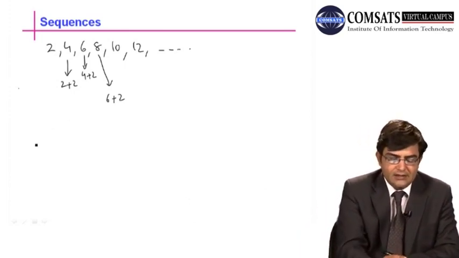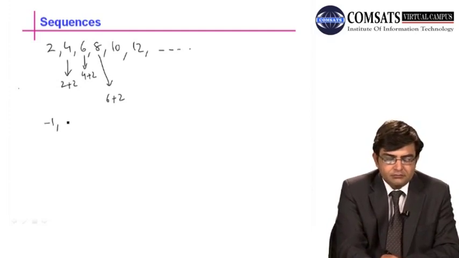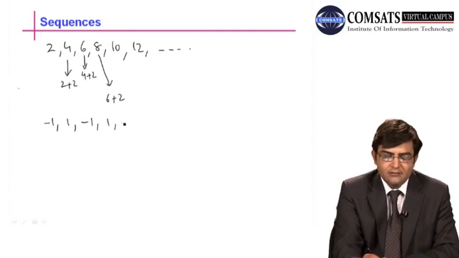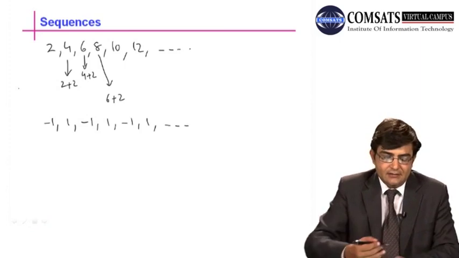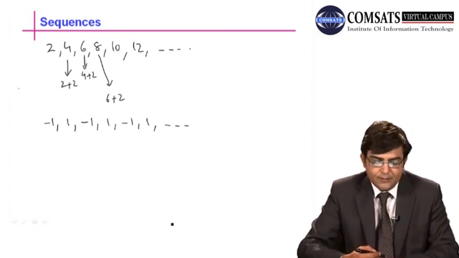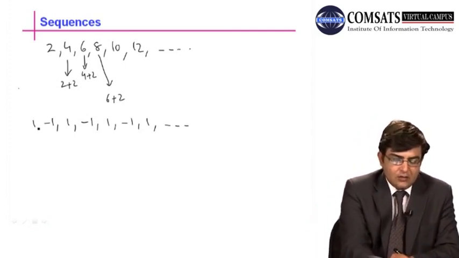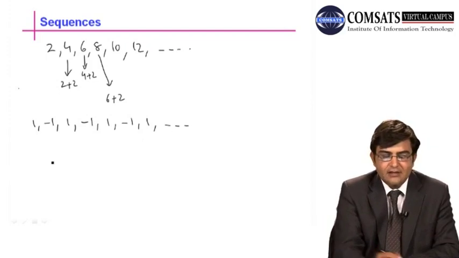There are many other sequences. For example, -1, 1, -1, 1, -1, 1, and so on. So there is a relation between these numbers also. For example, we can take 1, -1, 1, -1 and so on.